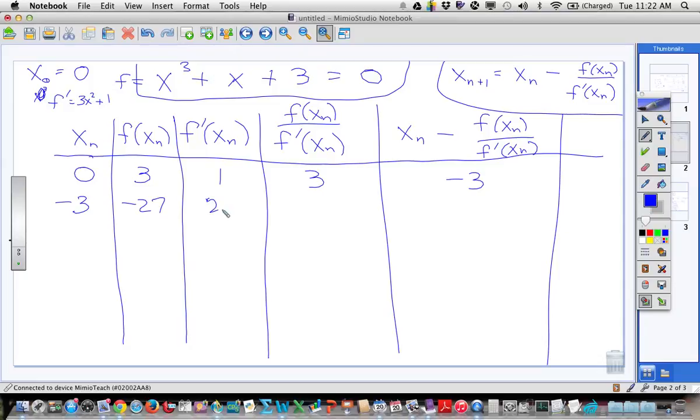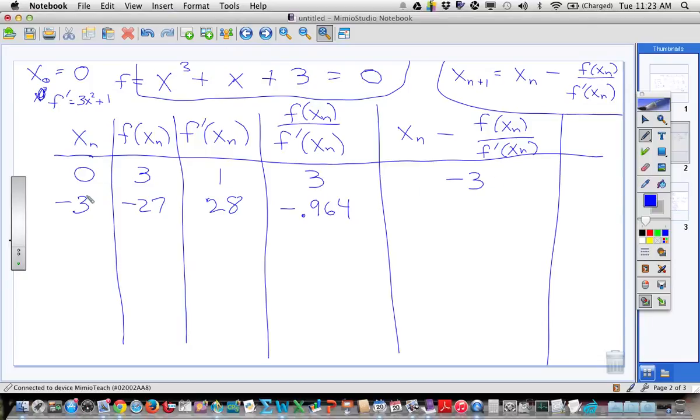What? 28. Okay, now divide. Now we're going to take f divided by f prime. So -27 divided by 28. Let's give it as a decimal. Okay, all you have to write is 3 places, but on your calculator we want to keep more than that, because we could really get a lot of rounding error here if we're not careful. So we're going to want to use all the decimal places that you've got. We'll come back to that here in a little bit.